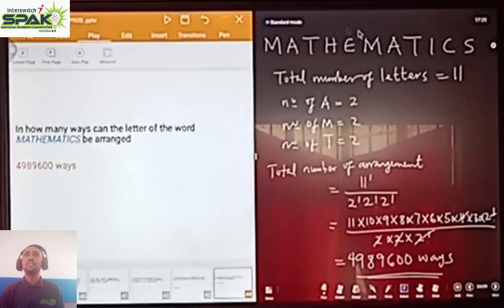Now the total number of letters here? We have 1, 2, 3, 4, 5, 6, 7, 8, 9, 10, 11. So 11 letters. To find the total number of arrangements, we have 11 factorial over the letters that appear more than once. So that is 2 factorial, 2 factorial, 2 factorial. When you simplify this and reduce it to the lowest term, you are going to have 4,998,600 ways. So you can multiply it and verify your answer.